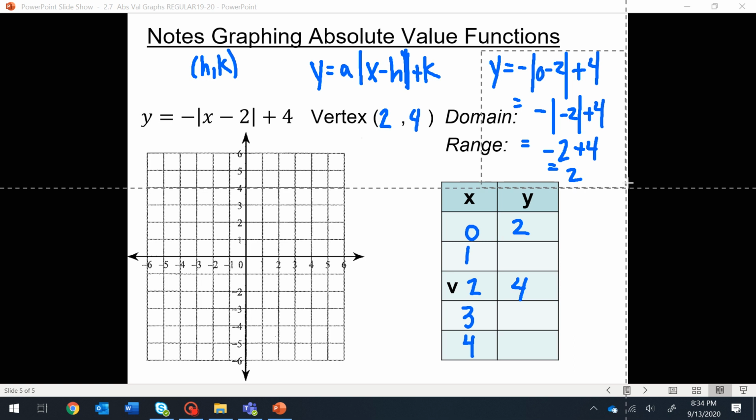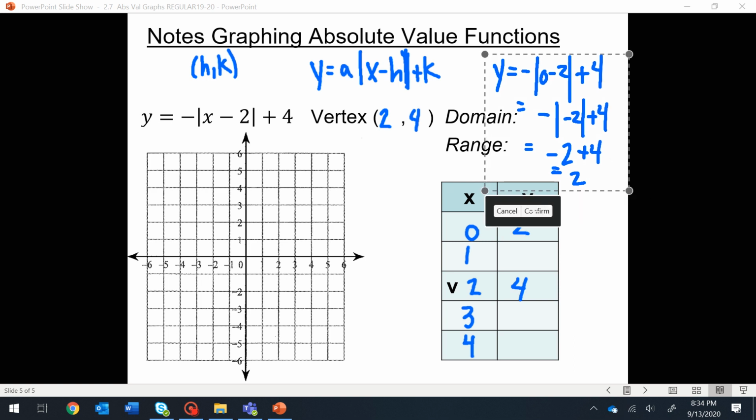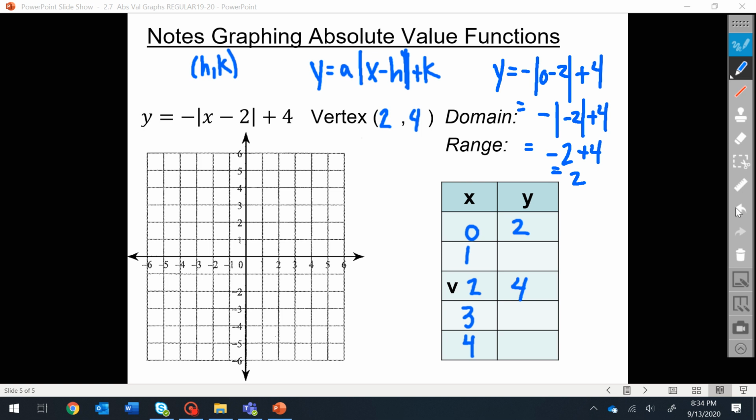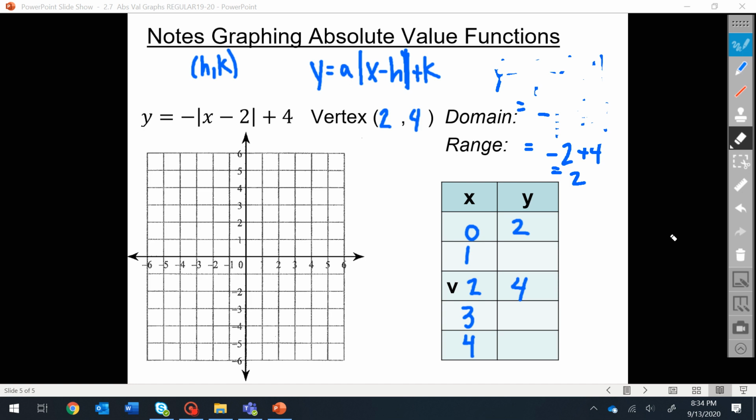Alright, let's do this with the next one. I really thought that would erase it. This is kind of a pain. Is there a larger one? There we go. There we go. Alright.